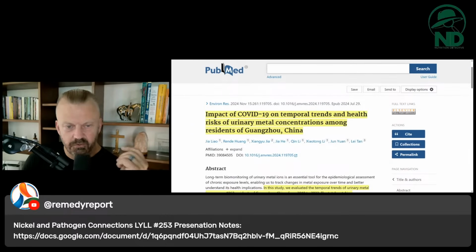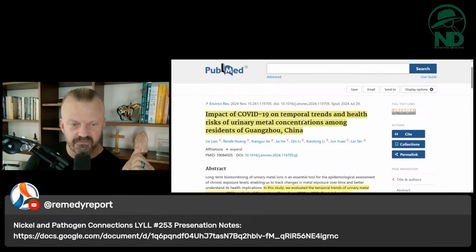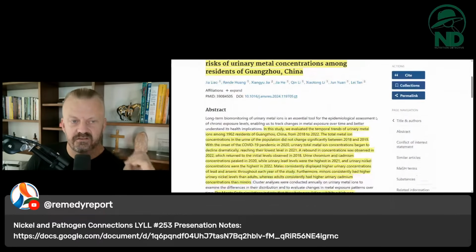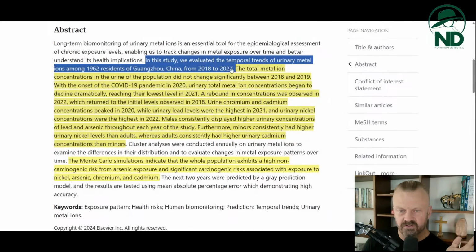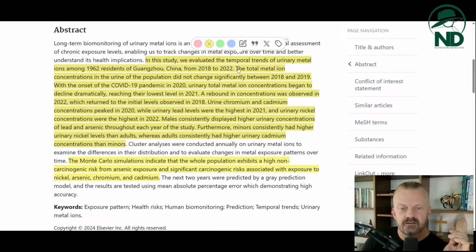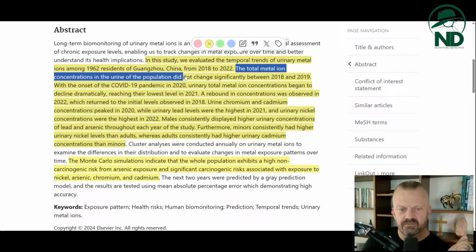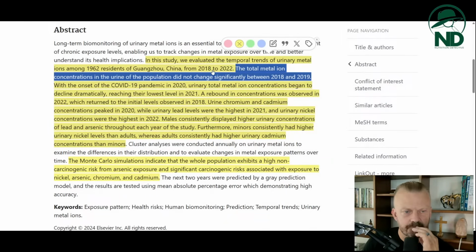So, impact of the COOF on temporal trends, as in time-based trends and health risks of urinary metal concentrations among residents of Guangzhou. We evaluated the temporal trends over time of urinary metal ions among 1,962 residents of Guangzhou, China from 2018 to 2022. The total metal ion concentrations in the urine of the population did not change significantly between 2018 and 2019. Interesting.